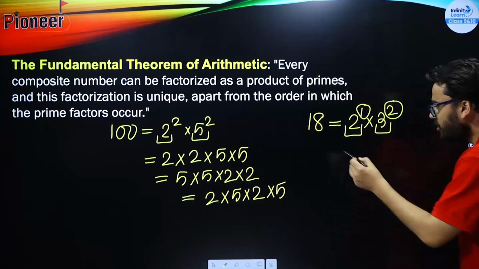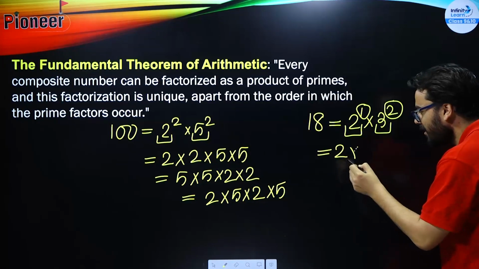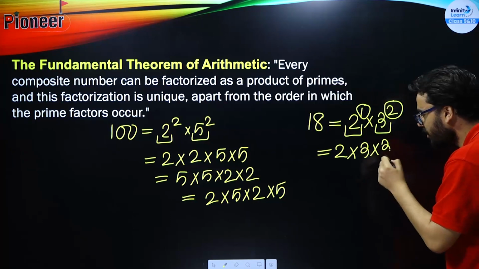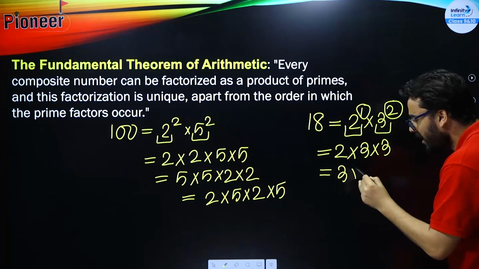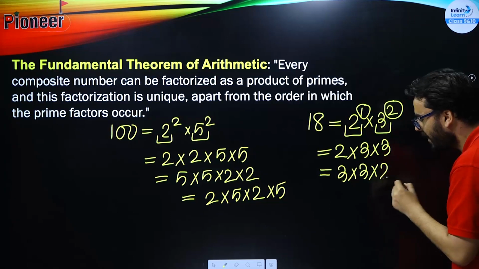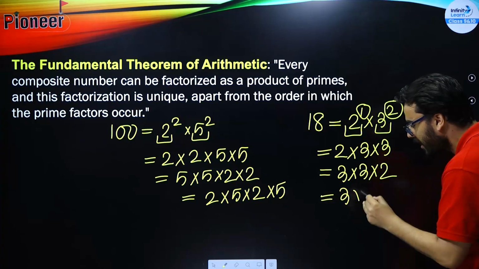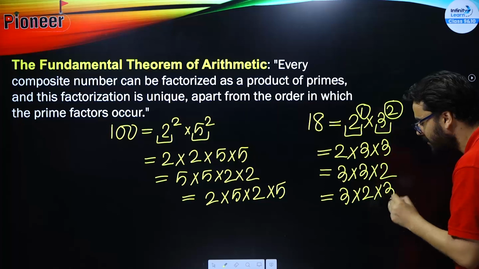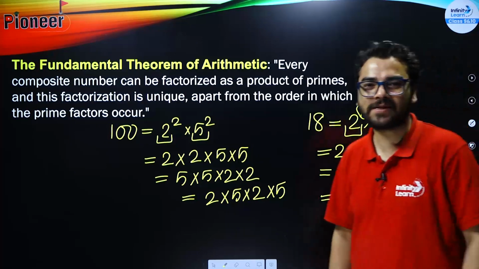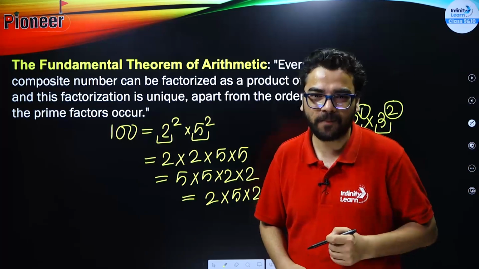But yes, order can change. For example, you can write it like this. Order can change because multiplication is both commutative as well as associative. So you can write it like this. You'll still get the same answer. I hope it is clear to every student watching this video.